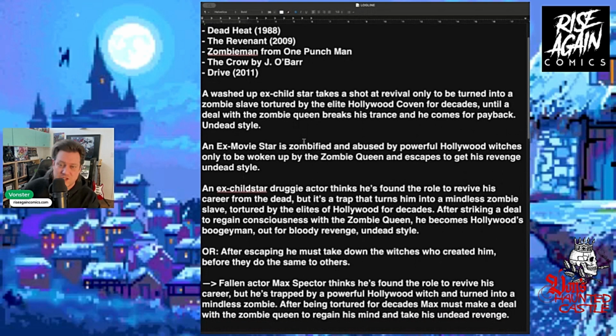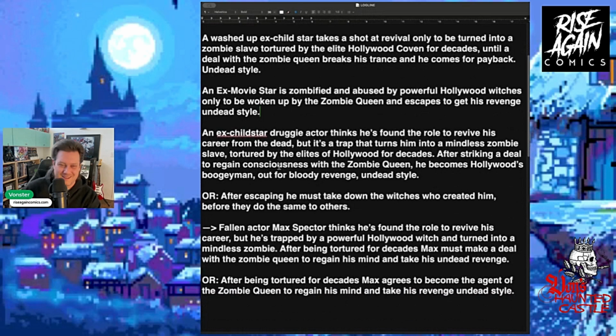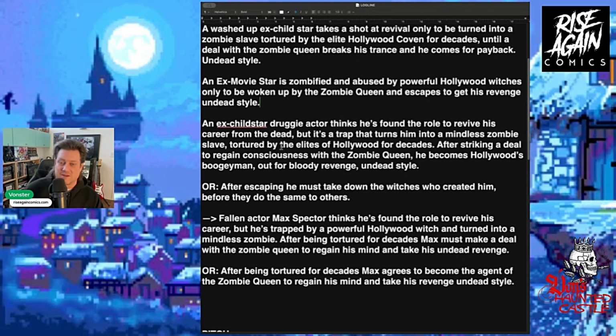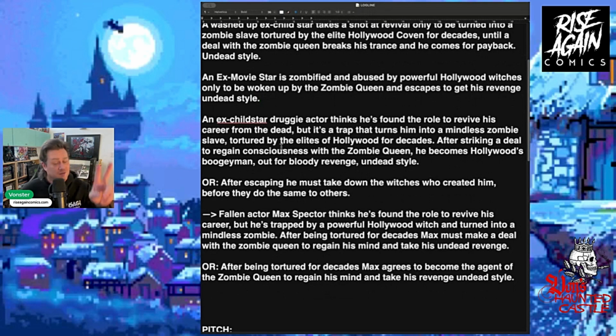An ex movie star is zombified and abused by powerful Hollywood witches, only to be woken up by the zombie queen and escapes to get his revenge, undead style. That's all right. It's okay. Yeah. Let's try again. Now I have an even longer one. And notice how some of them are just one sentence and other ones are two sentences. This one looks like it's definitely going to be two sentences. And remember, guys, two sentences max.